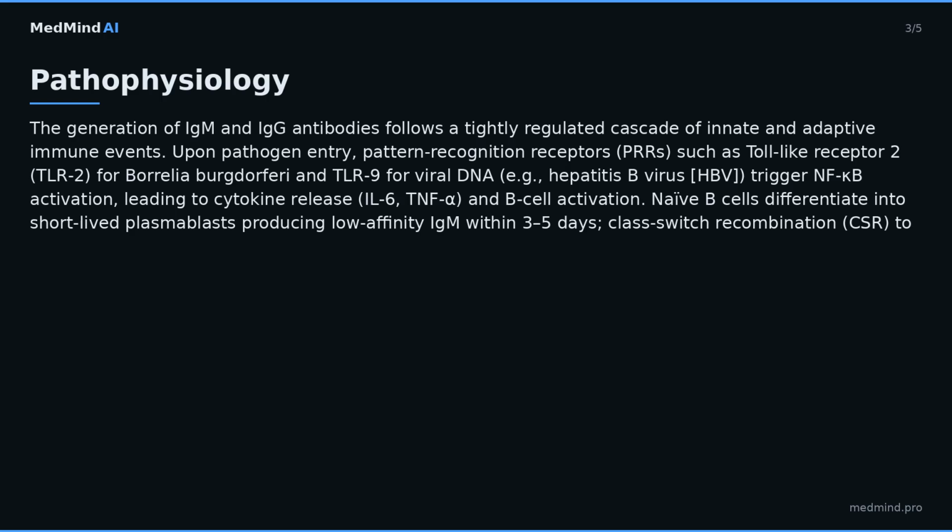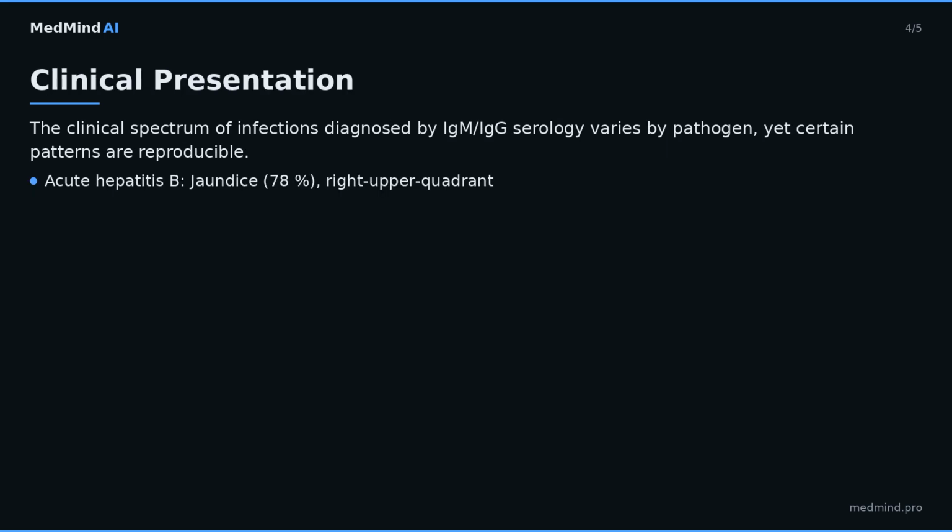Clinical presentation. The clinical spectrum of infections diagnosed by IgM/IgG serology varies by pathogen, yet certain patterns are reproducible. Key points: acute hepatitis B, jaundice, 78%, right upper quadrant.